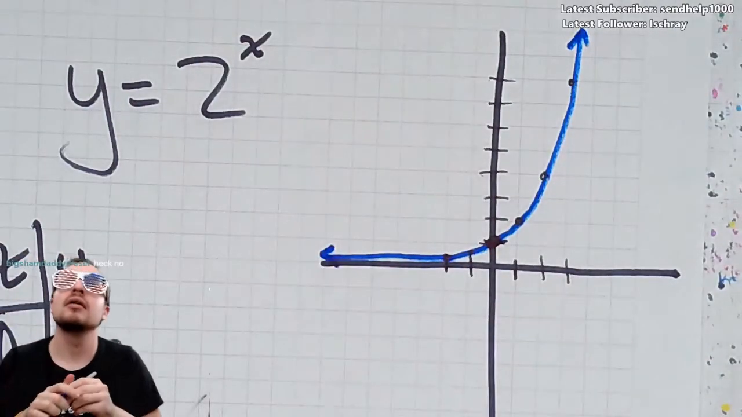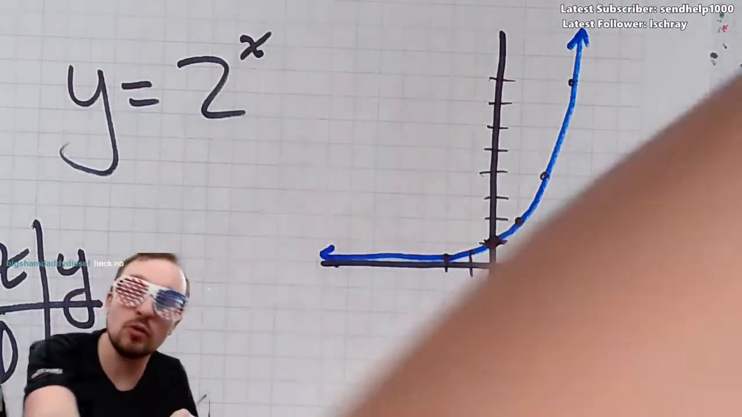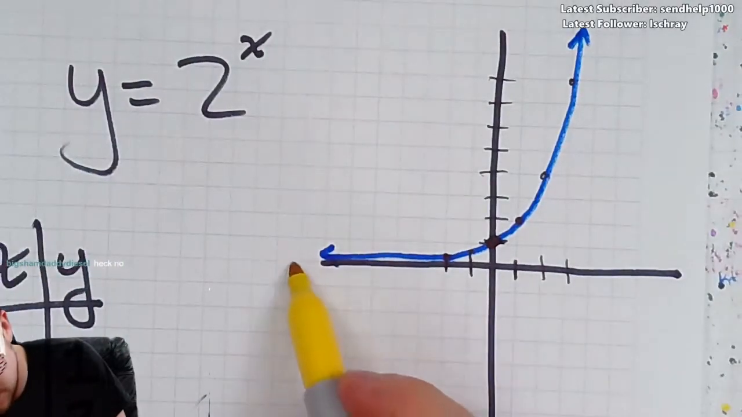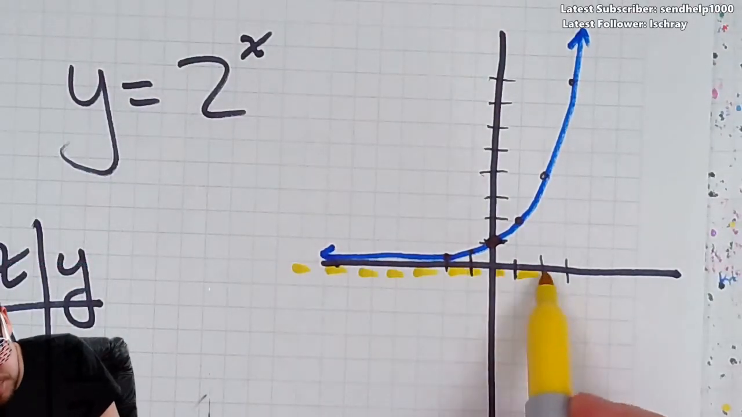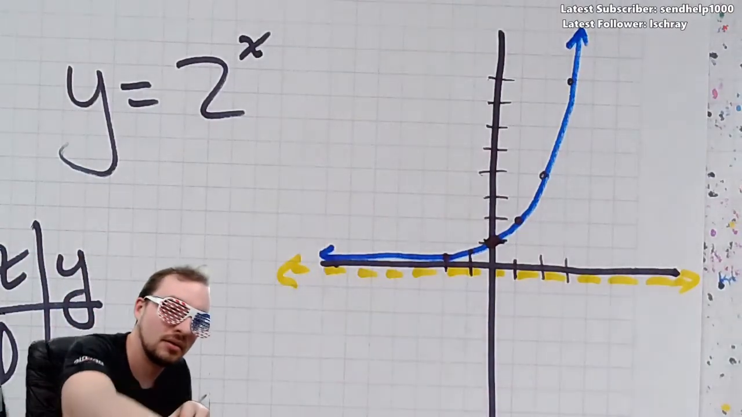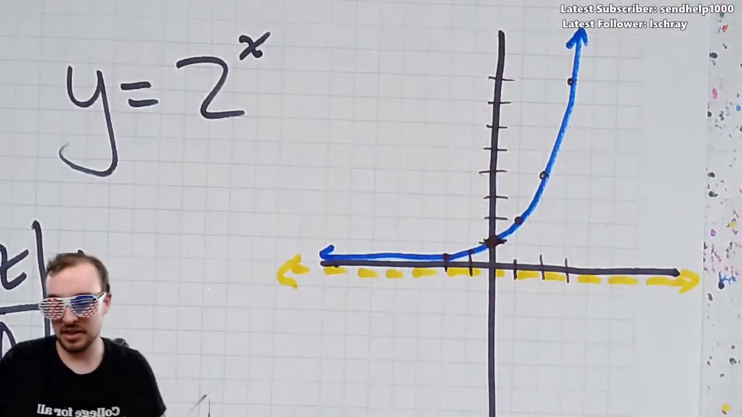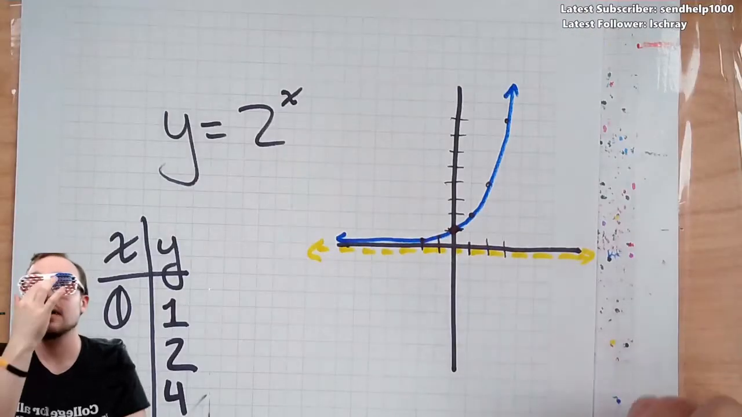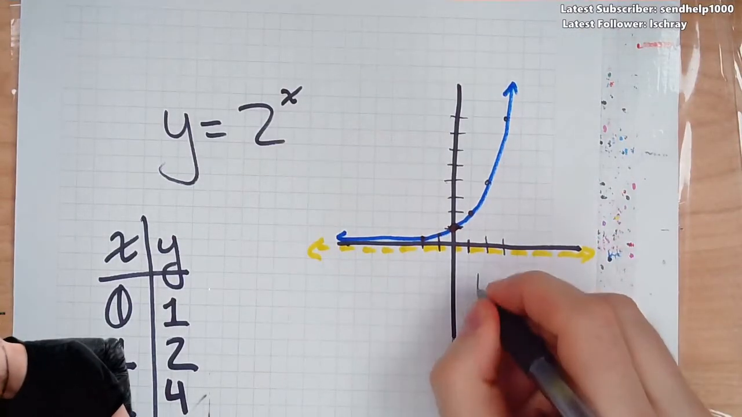So there's our graph. It gets really, really close to 0, but never actually crosses it, does it? It never dips below this line. This line is called the asymptote.